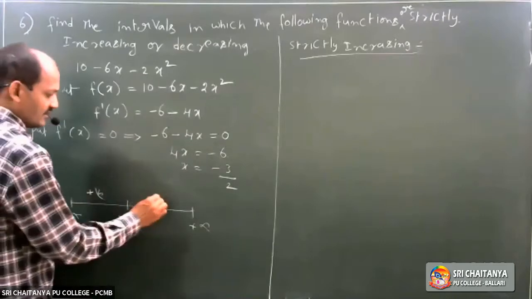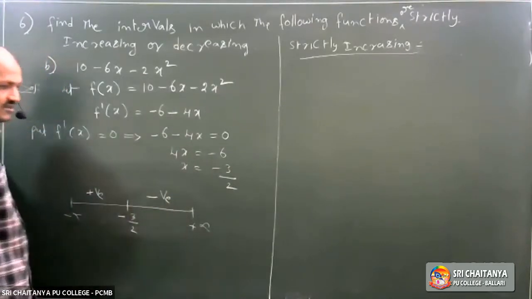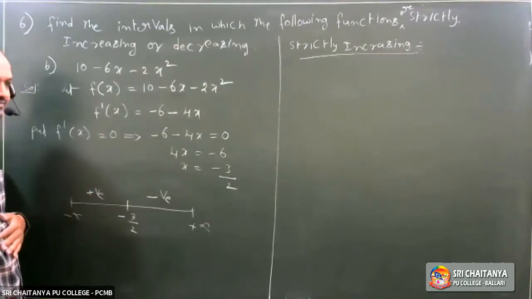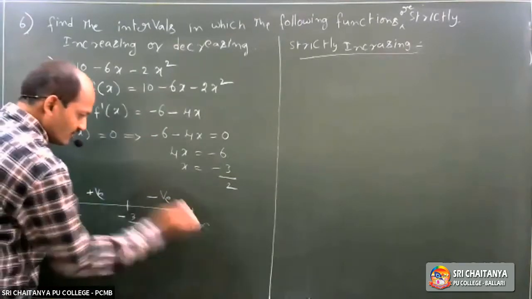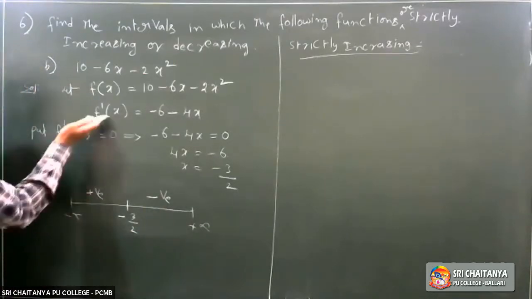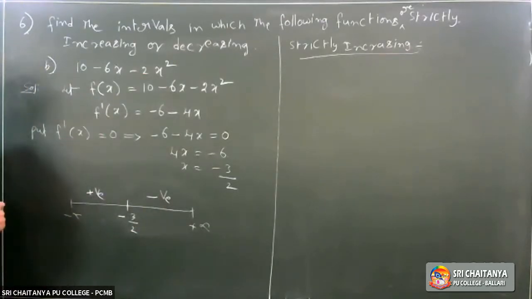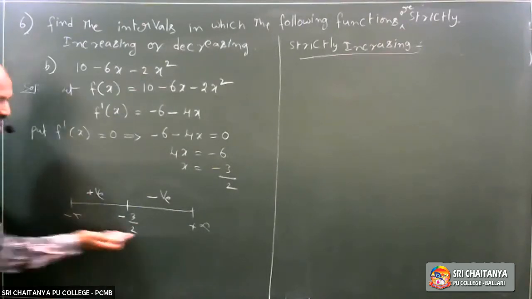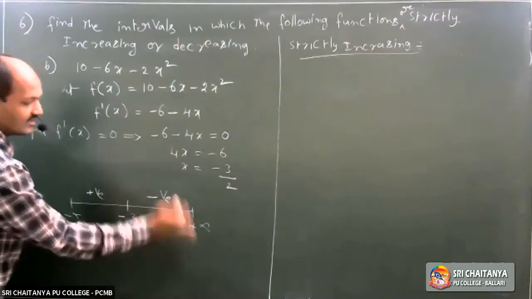Minus 10, it is negative. For x equal to 0, we get minus 6, negative. So for minus 3 by 2 to infinity, we get negative. In the other interval, the first derivative is positive. So clearly in that interval it is strictly increasing, and in this interval, strictly decreasing.